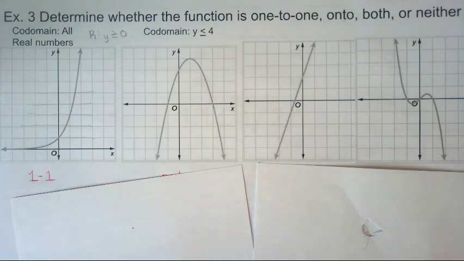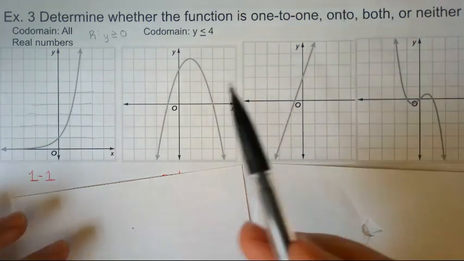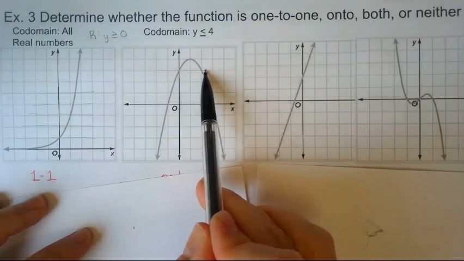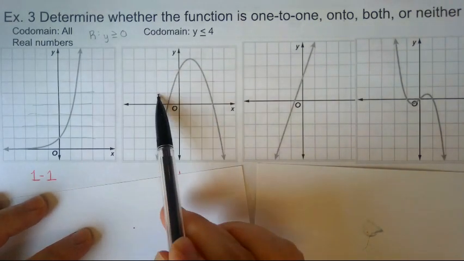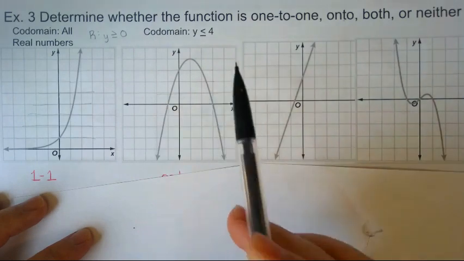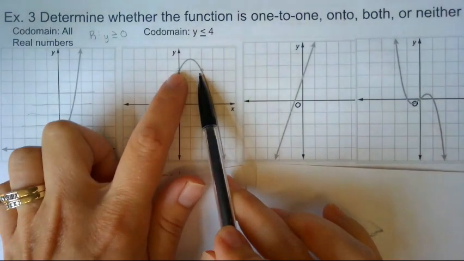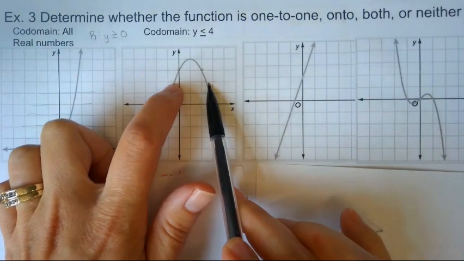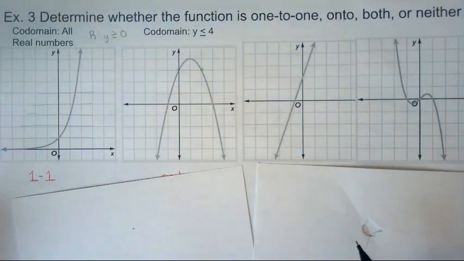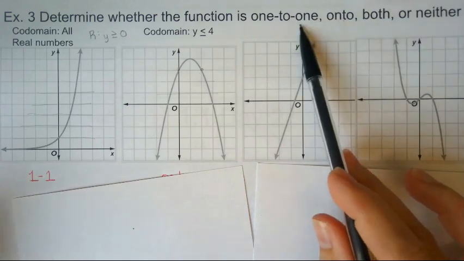Let's try another example. I'm looking to see if it's 1 to 1, so I'm going to do that horizontal test to see if I have any y values that are duplicating. As you do that, you should see that when I do that horizontal test, these two spots and these two spots both have the same y value. So in this case, it would not be 1 to 1.